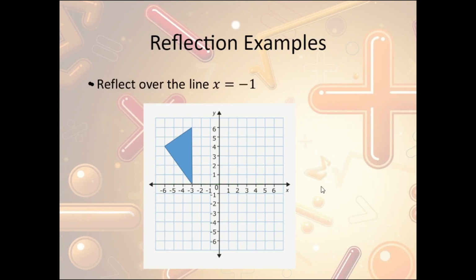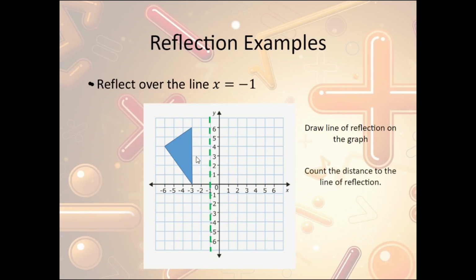Now what if we reflect over the line x equals -1? So again, draw in your line of reflection. So x equals -1. So when x is -1, it's right here. So it's a vertical line right there. Same thing. Copy the distance. So 1, 2, 3, 4, 5 away here. So we go 5 on the other side, which is 1, 2, 3, 4, 5 right there.